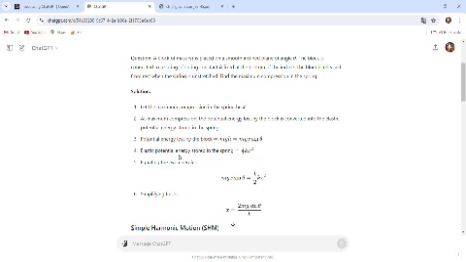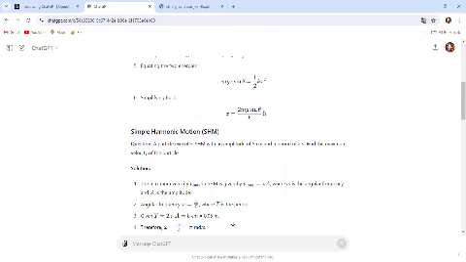The elastic potential energy stored in the spring is equal to 1 by 2 kx square. Equate the energy: the potential energy lost by the block is equal to the elastic potential energy stored in the spring. So mgx sin theta is equal to 1 by 2 kx square. Simplify the value and x is equal to 2 mg sin theta by k. This is the maximum compression of the spring.